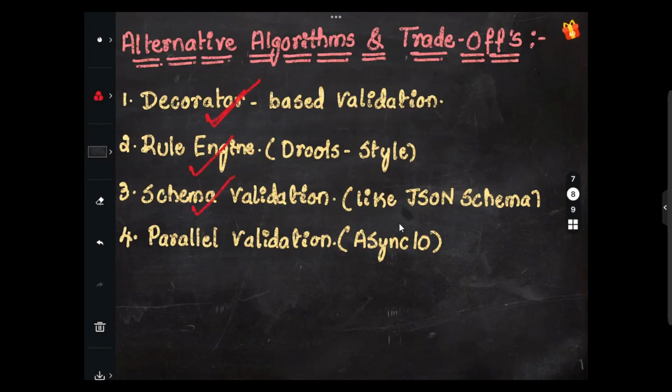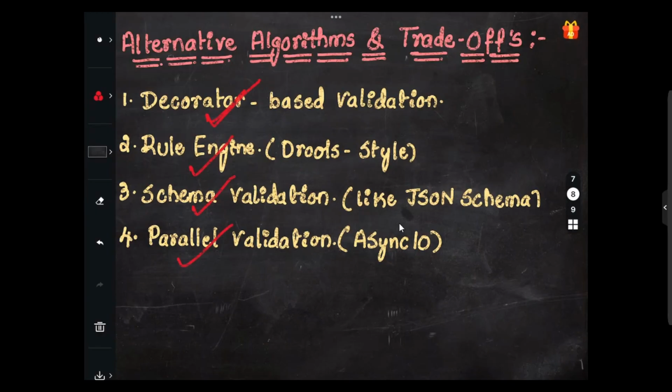The third one here is schema validation, right? Like JSON schema. What it states here is that we define the validation schemas declaratively. The JSON schema itself defines the validation schemas declaratively. The trade-off is it's easier for complex forms, no doubt, but it's less Pythonic. So this is one of the things.